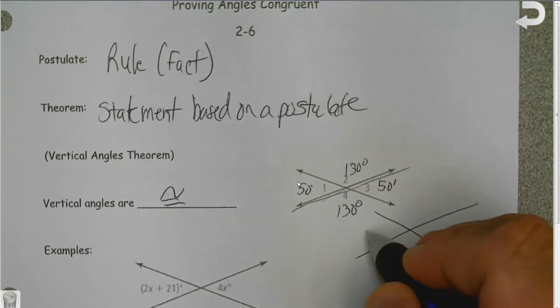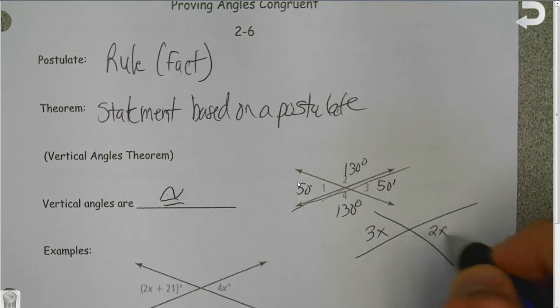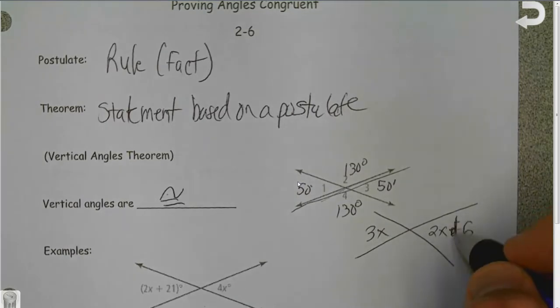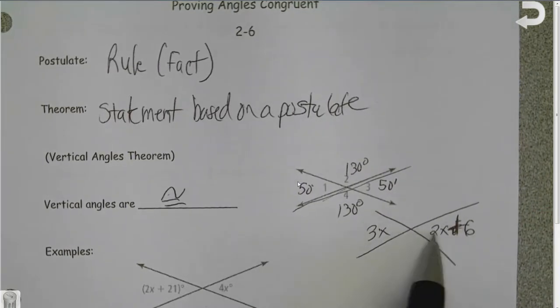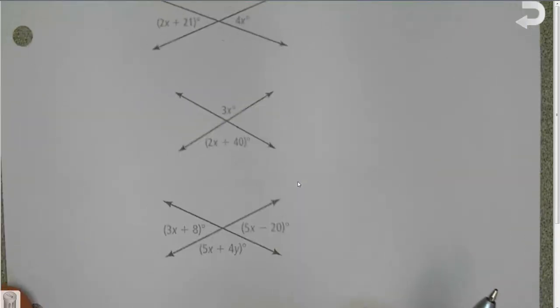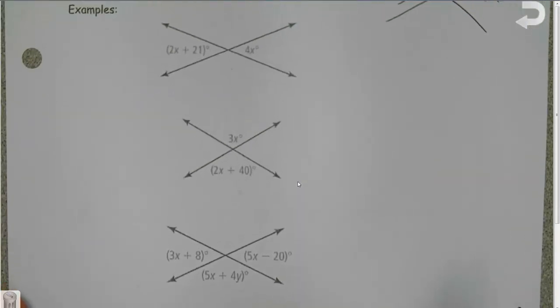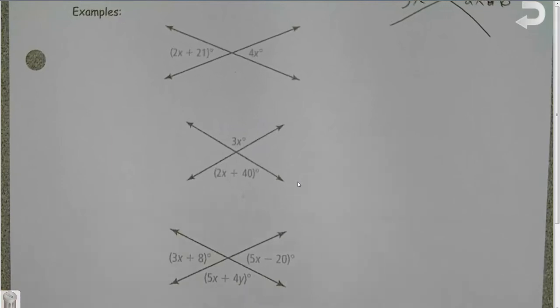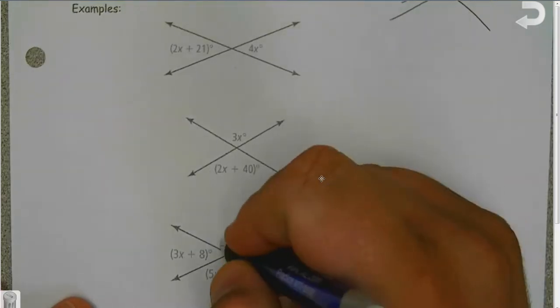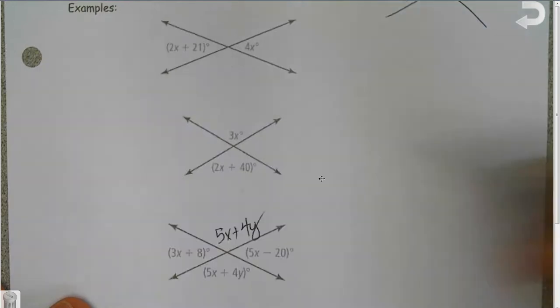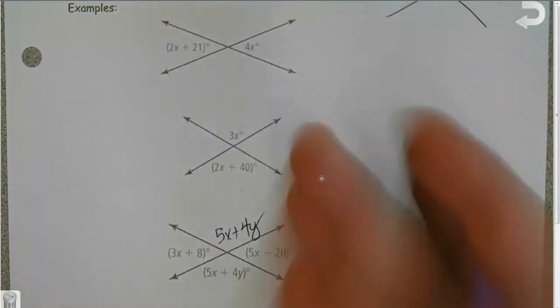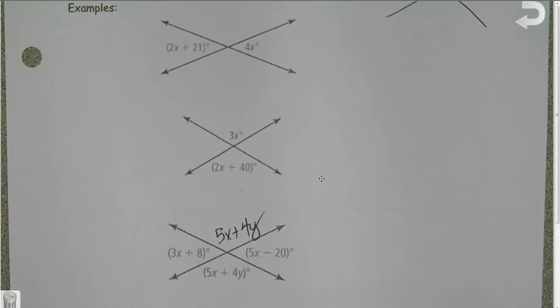But that's not all that we have to do. If this is equal to 3x, and this is equal to 2x plus 6, then you can set those two things equal to each other. We've already done this a lot, so I want you guys to do these three examples to solve for x and y. Now, I want to remind you that this is also equal to 5x plus 4y. So you can figure out what these two things are once you figure out what x is. Go ahead and try these three problems, solve for x and y.